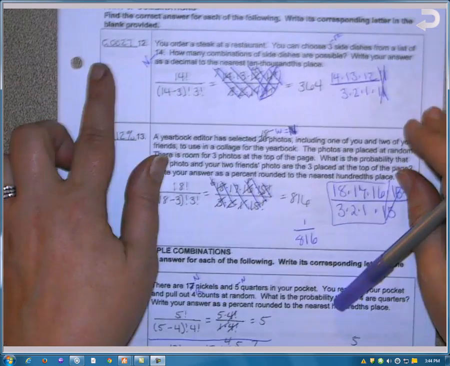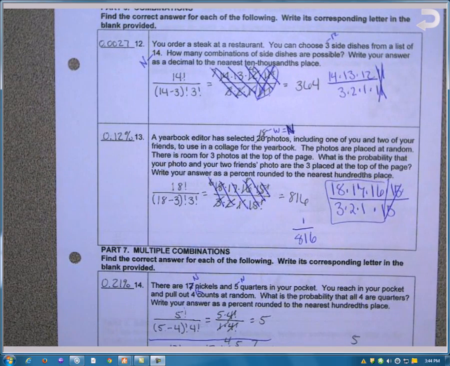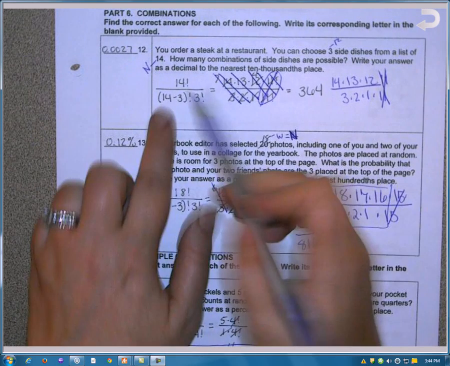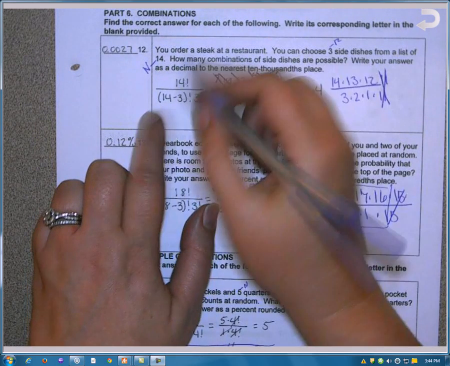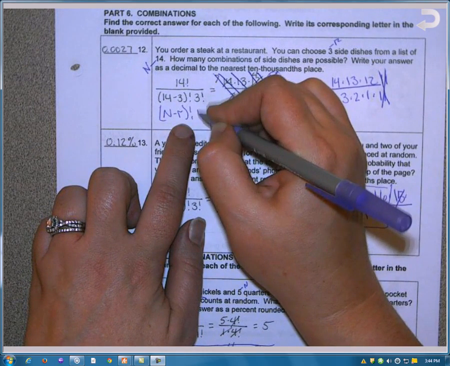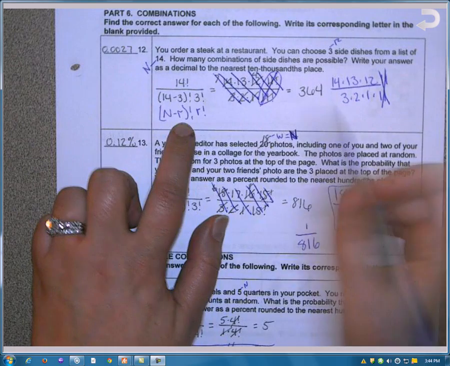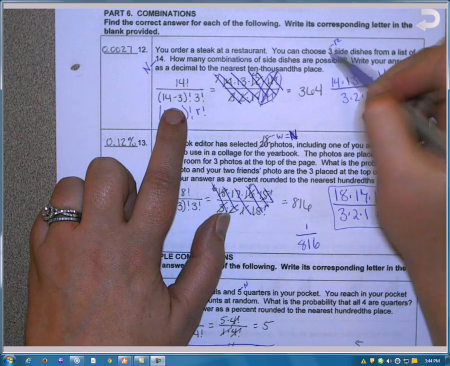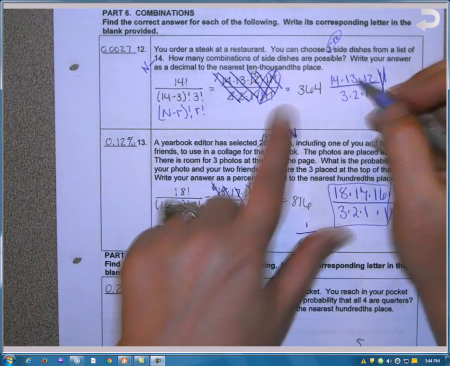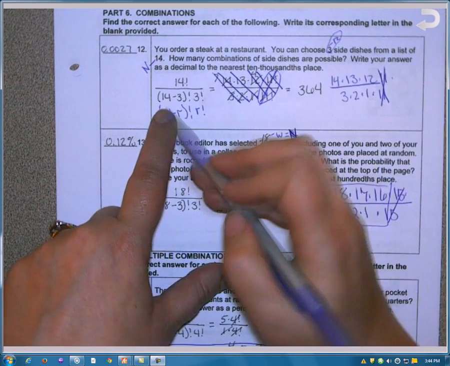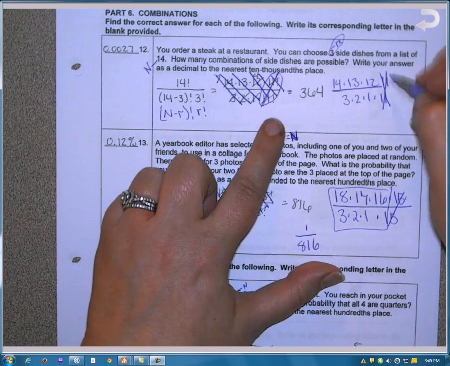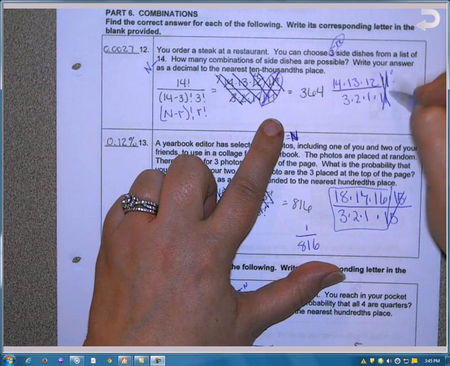Now combinations. Combinations are a little bit harder than permutations. I like to just go ahead and do it. So all you're going to do, it's N minus R times another R. So we know 3 is the R and 14 is the N. So it's 14 factorial over 14 minus 3, well, 14 minus 3 is 11. So you're going to go down to 11.